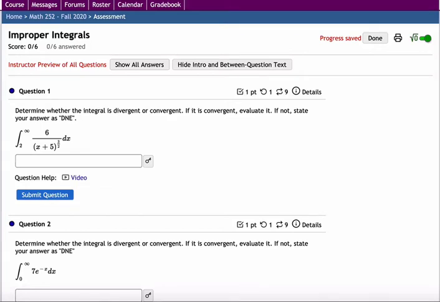All right, here is the 510 homework assignment. We're dealing with improper integrals in this homework assignment. Just 6 questions on this homework assignment. I felt like that was sufficient.